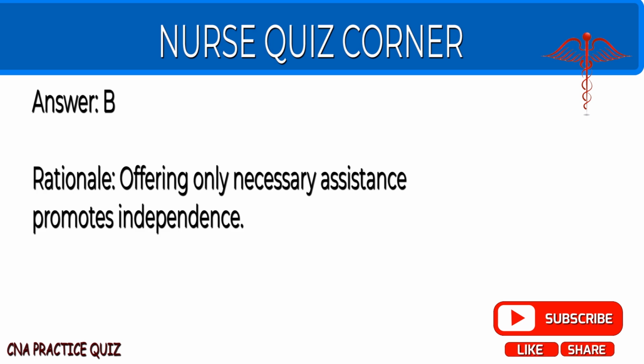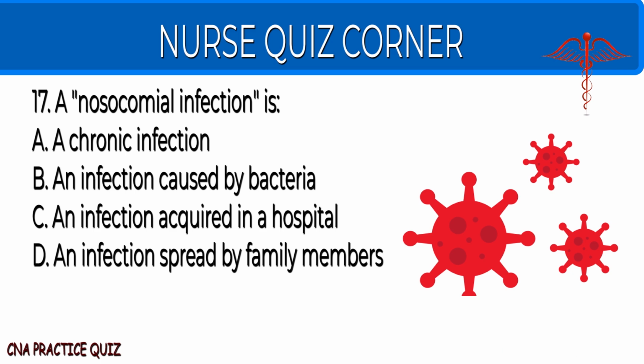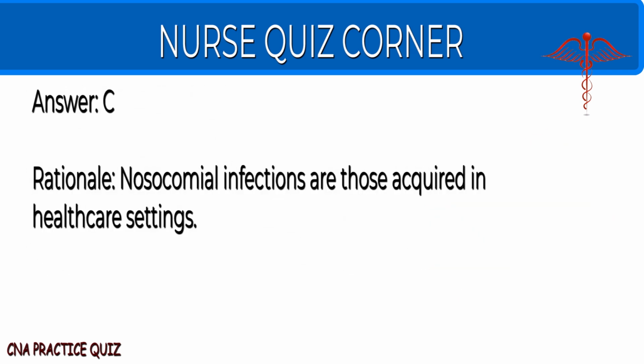Offering only necessary assistance promotes independence. 17. A nosocomial infection is: A. A chronic infection. B. An infection caused by bacteria. C. An infection acquired in a hospital. D. An infection spread by family members. Answer C. Rationale: Nosocomial infections are those acquired in healthcare settings.